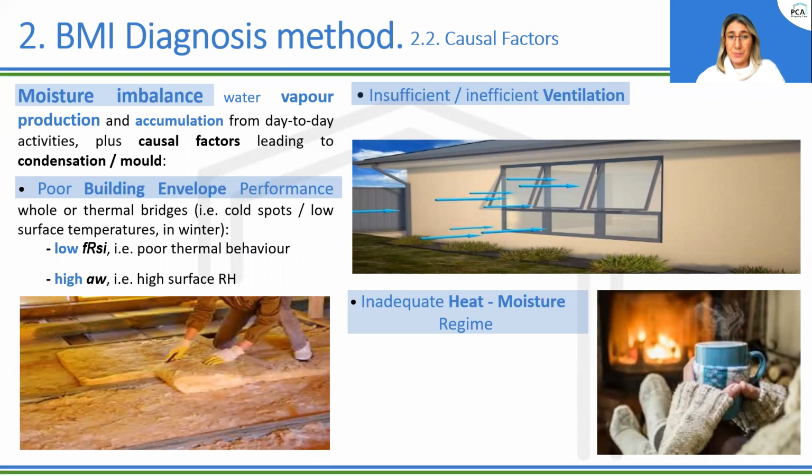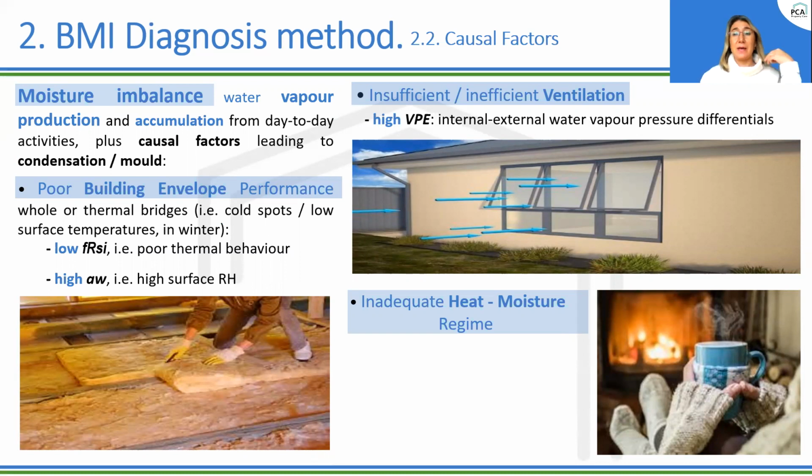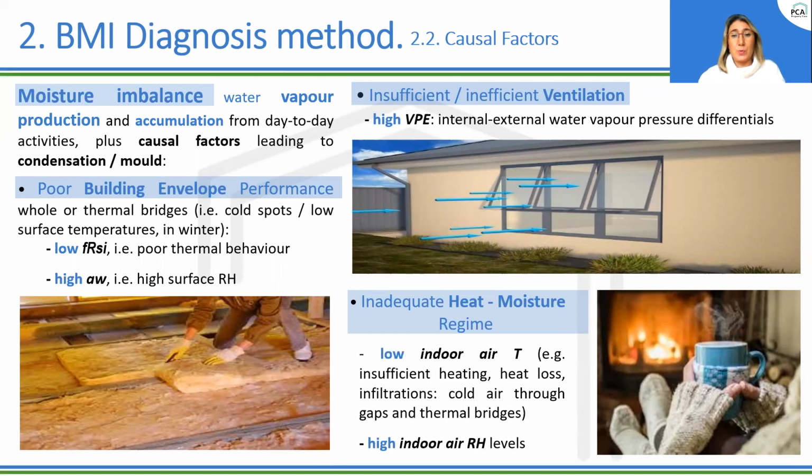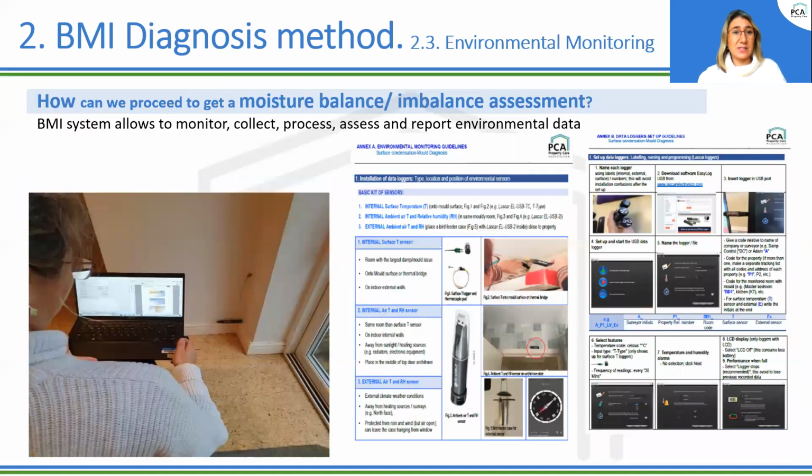Second causal factor of moisture imbalance is insufficient or inefficient ventilation, and is characterized by high vapor pressure excess. And then a third causal factor is an inadequate heat moisture regime, which is characterized by low indoor air temperatures, which can be because of insufficient heating or heat loss, or infiltration of cold air. And then it's also characterized by high indoor air relative humidity levels.